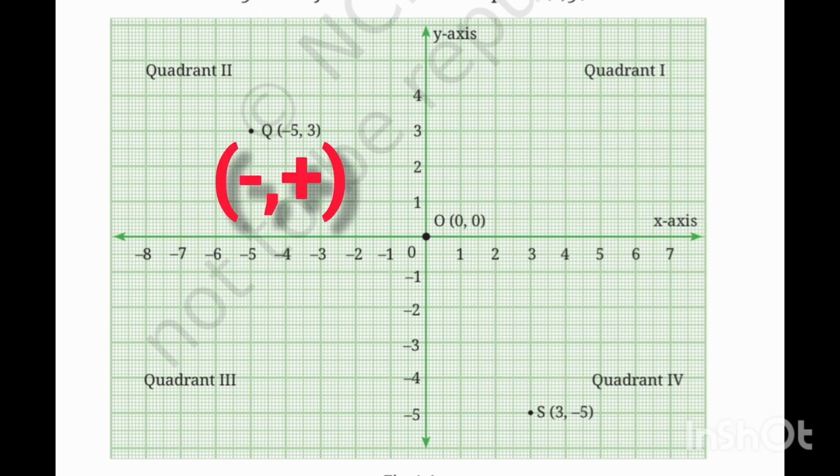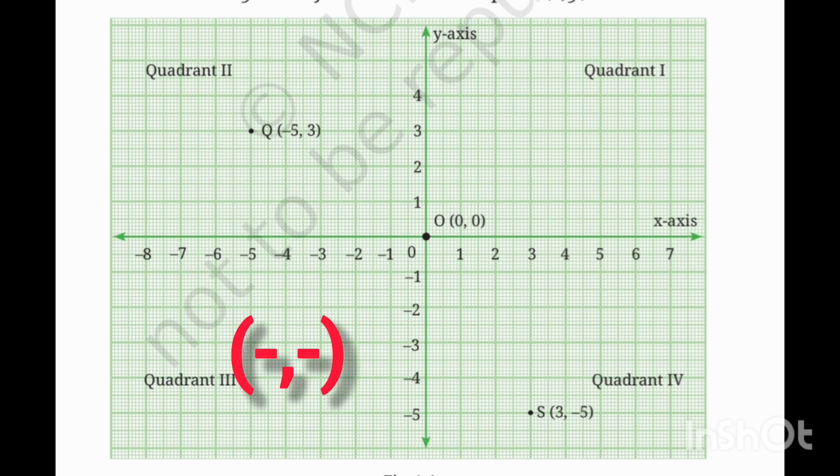Next is quadrant 2. Quadrant 2 has the x-axis in negative form and the y-axis in positive form. So quadrant 2 is the negative x and positive y quadrant, so we can write minus plus. Now moving to quadrant 3. Quadrant 3 has both negative numbers because the x-axis is negative and the y-axis is negative. So quadrant 3 is minus minus.